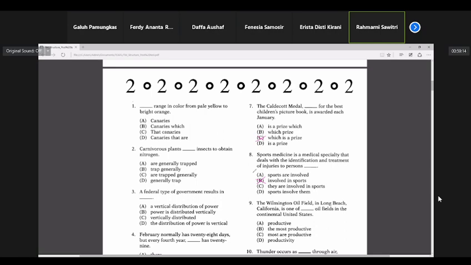Now let's see number 9. Number 9 we have Galuh Pamungkas.